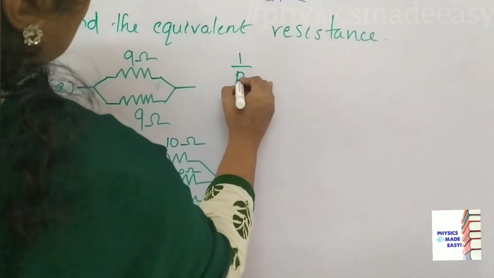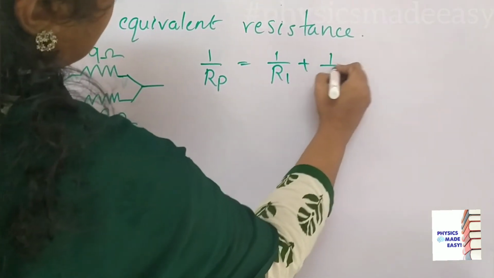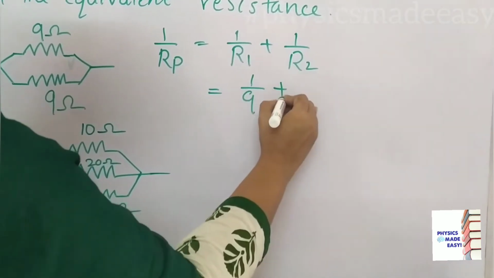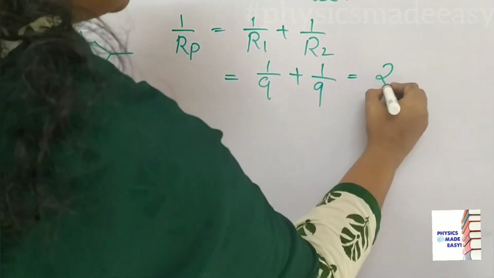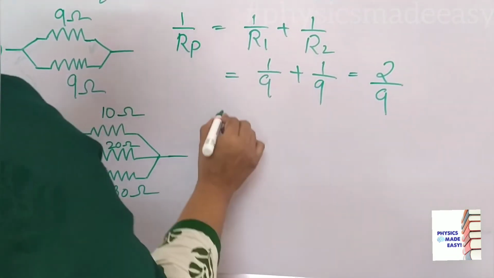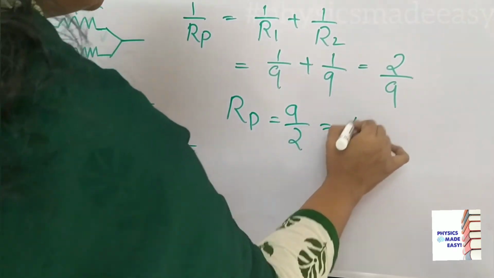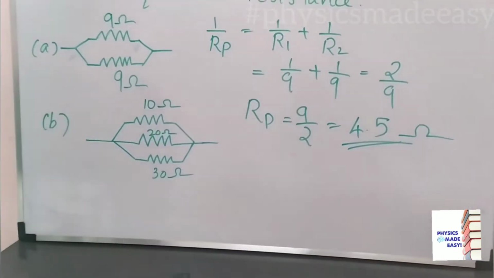You know 1 by Rp is equal to 1 by R1 plus 1 by R2. This we can write as 1 by 9 plus 1 by 9. This will be 2 divided by 9. Rp is 9 divided by 2. Then you can get this as 4.5 ohm.